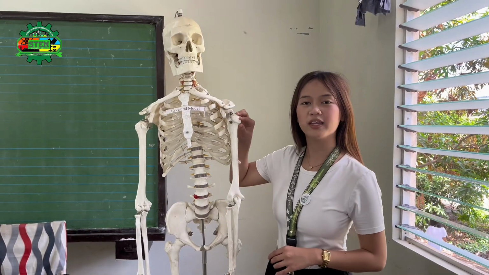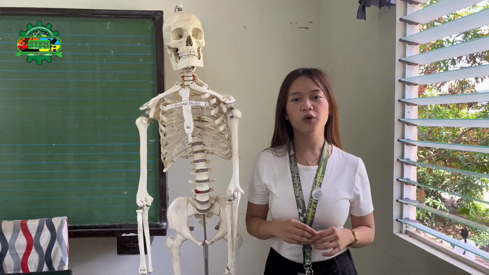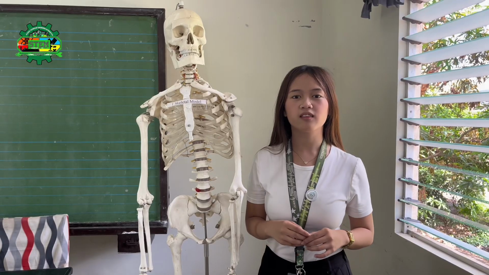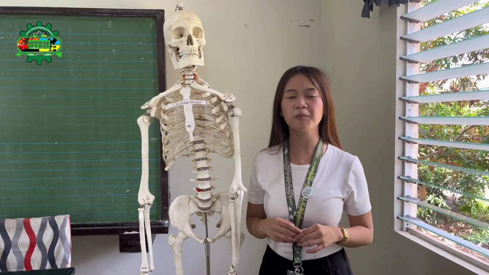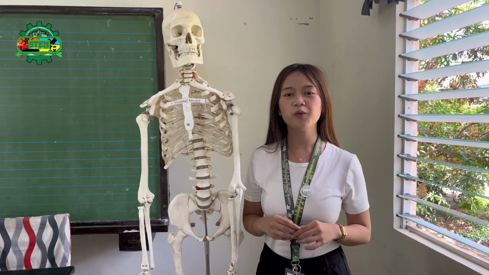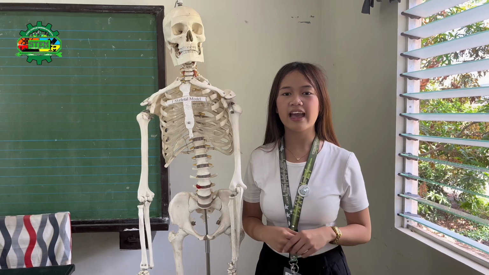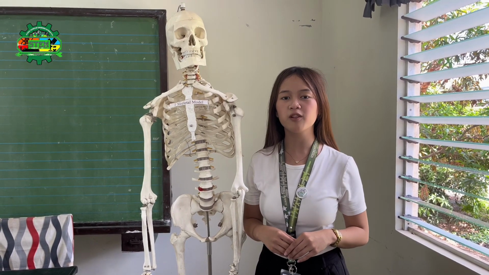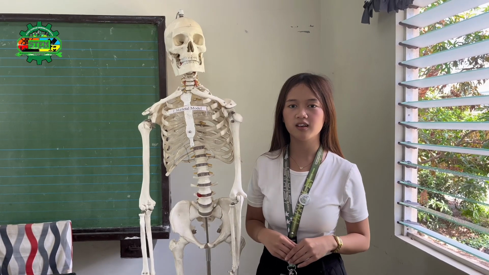Second, humerus. The humerus is the long bone of the upper arm. It runs from the shoulder to the elbow and is important for moving the arm. The humerus has two significant ends: the head, which goes into the shoulder socket, and the elbow joint, which enables flexing and extending of the arm.